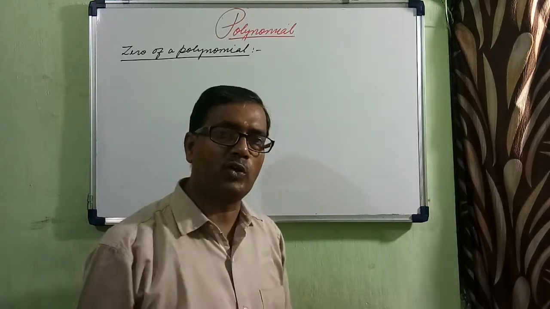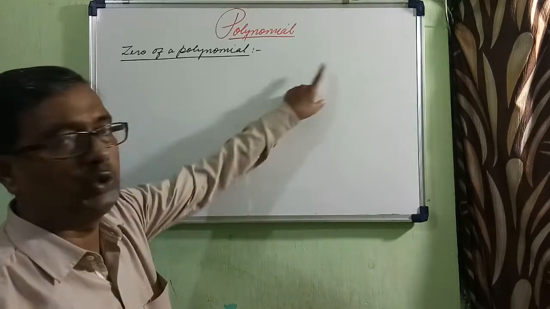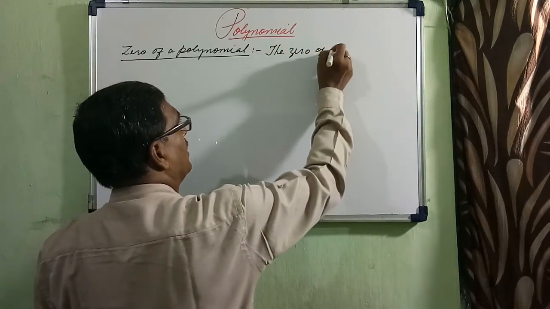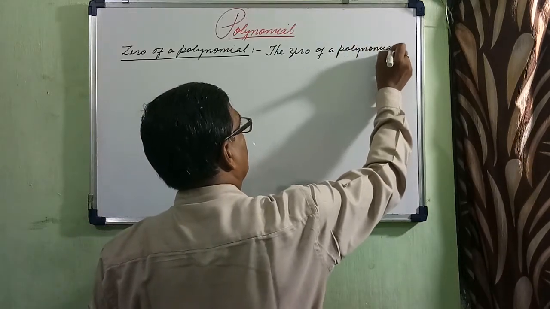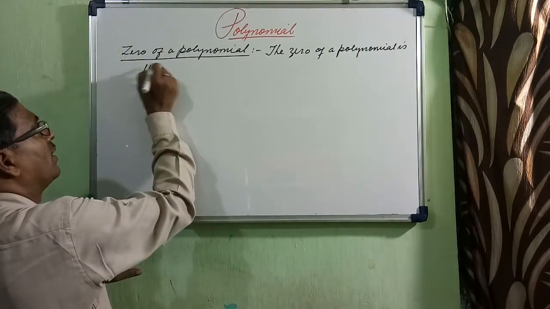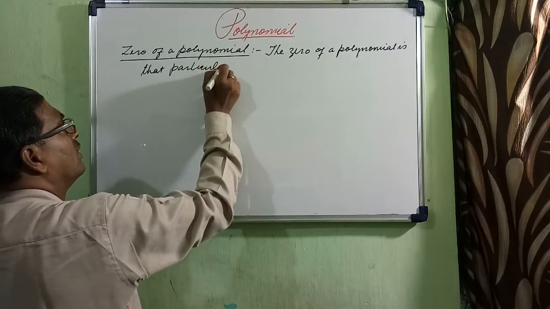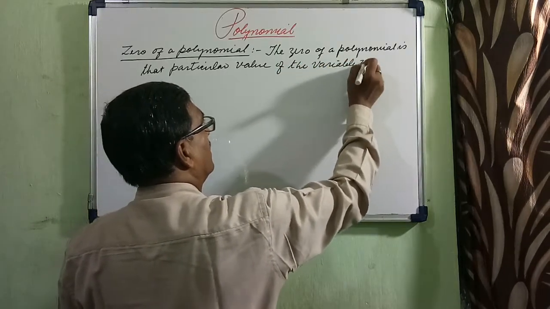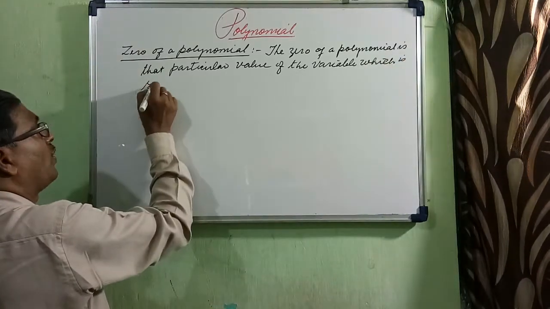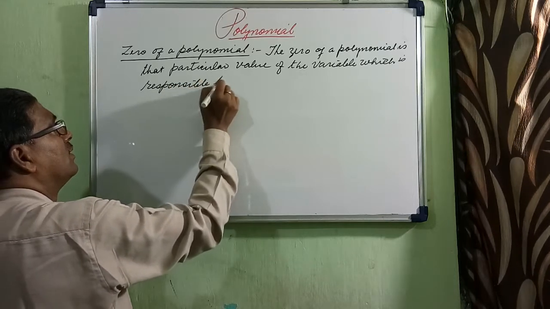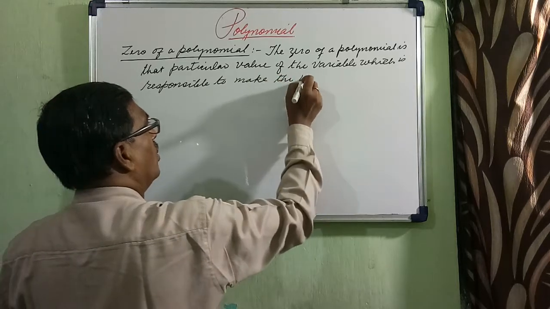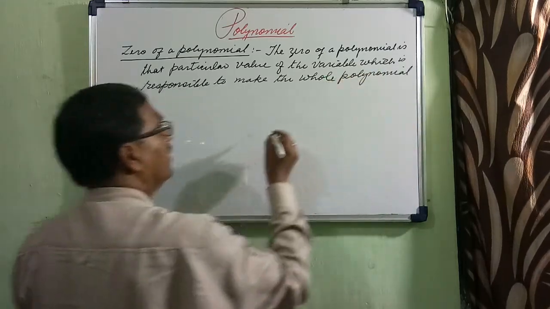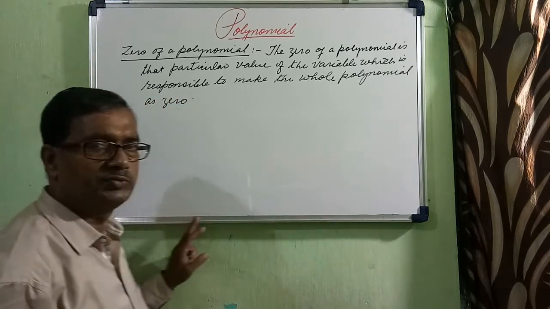The zero of a polynomial is that particular value of the variable which is responsible to make the whole polynomial as zero. We can just take an example.